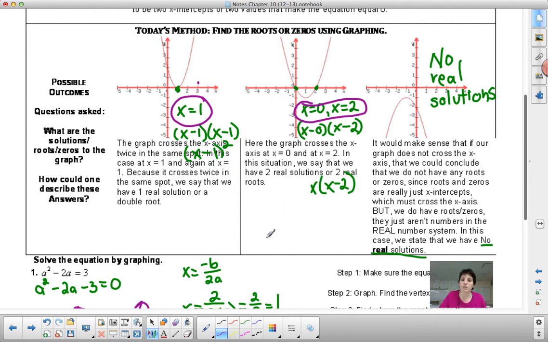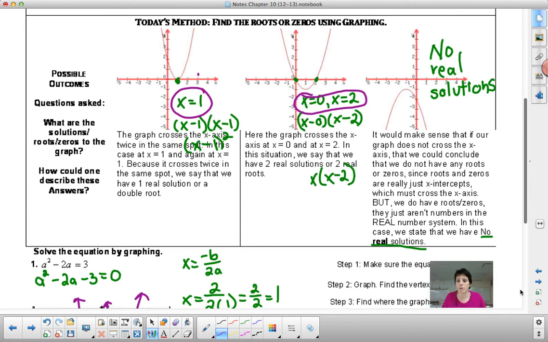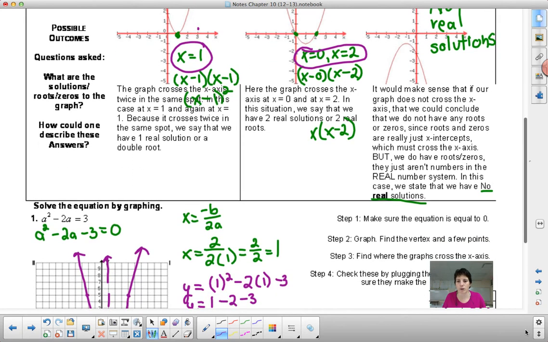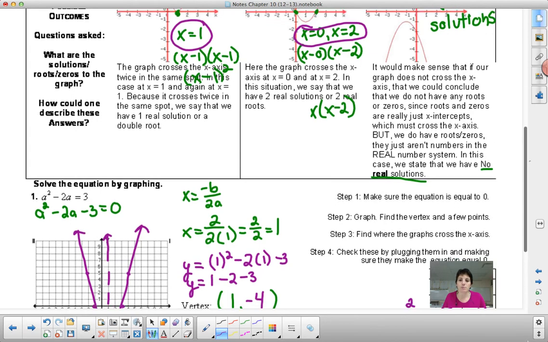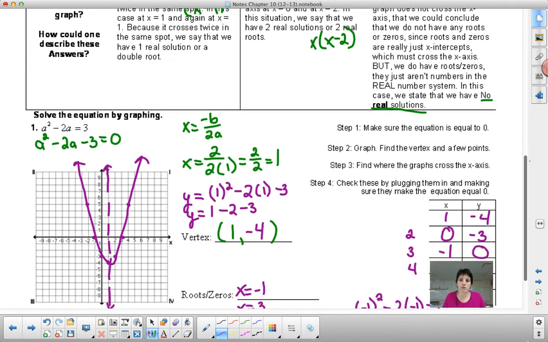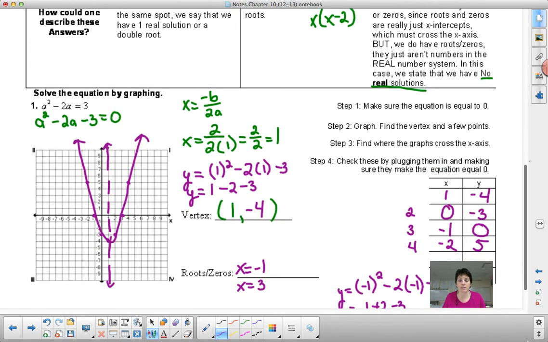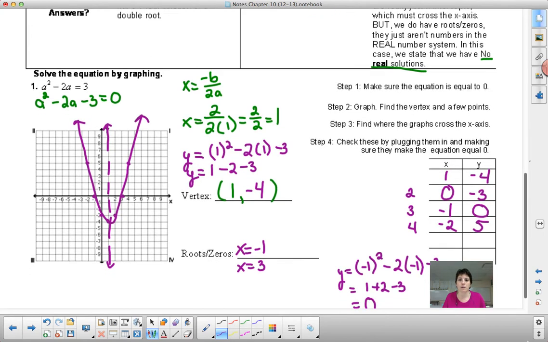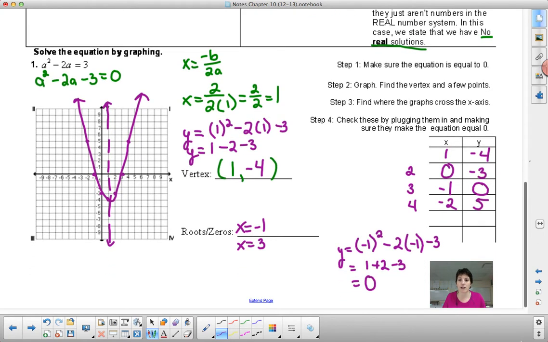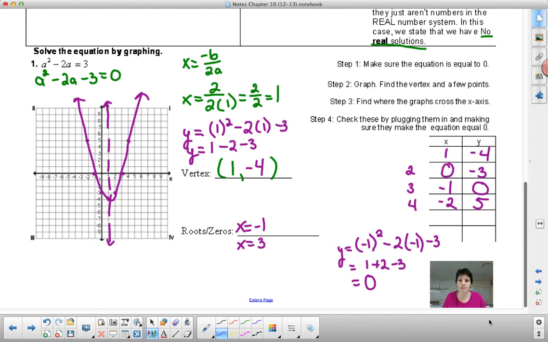Now, if we're asked to solve the equation by graphing, we have some basic steps. The first is that we're going to make sure that the equation is equal to 0. Step 2 is to graph, right? Find the vertex and a few points. Step 3 is to look at your graph and find where the graph crosses the x-axis. And then we can check these by plugging them in and making sure they make the equation equal to 0.